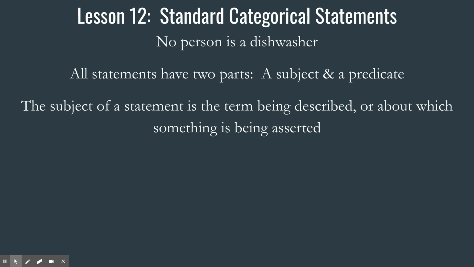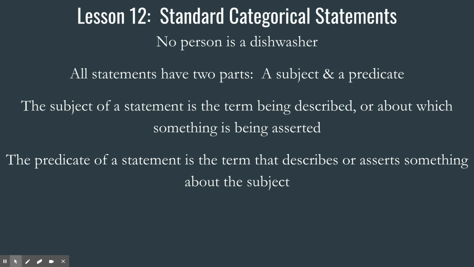We're talking about persons here. And what am I saying about them? They don't wash dishes. They're not a dishwasher. So the subject is the term being described. The predicate of a statement is the term that describes or asserts something about the subject. So keep that distinct in your mind. You have subjects and you have predicates.